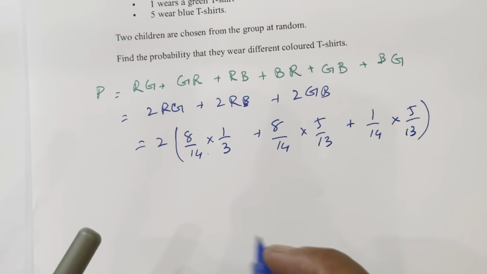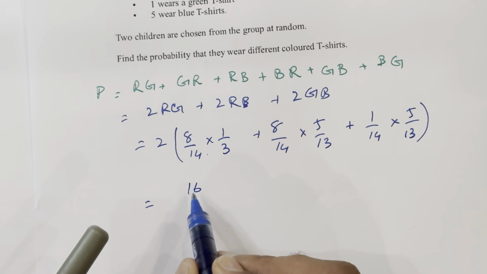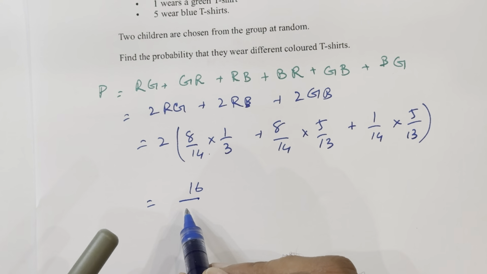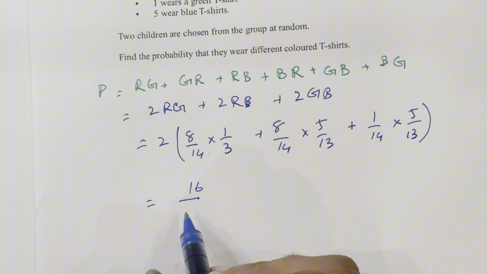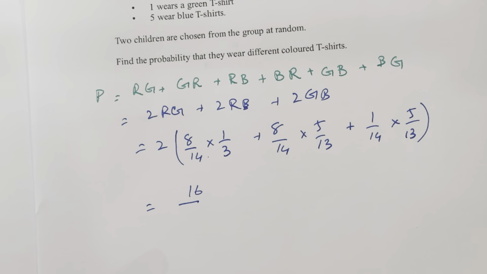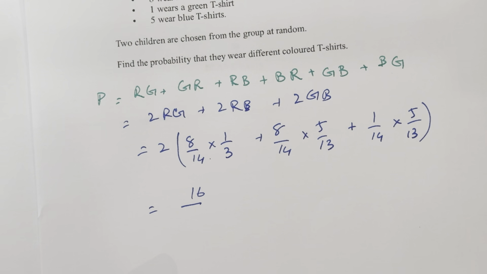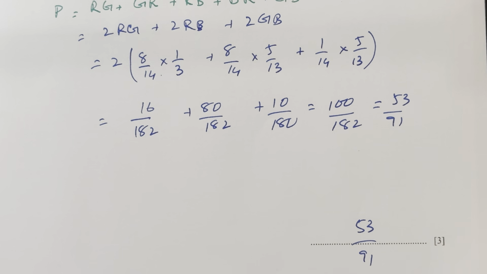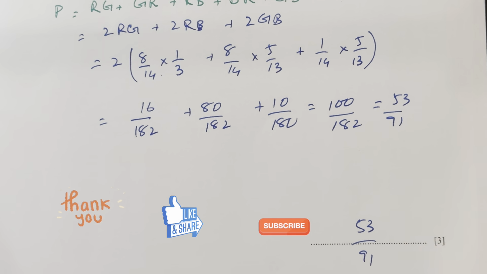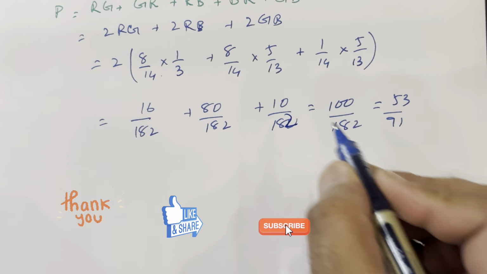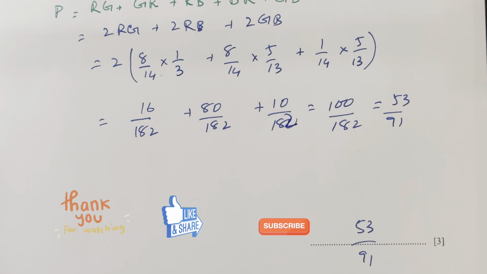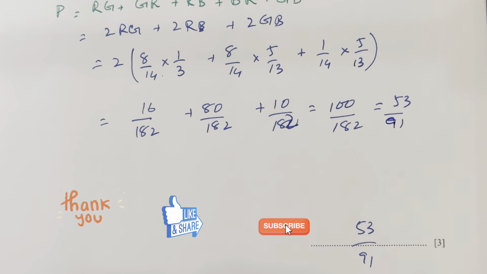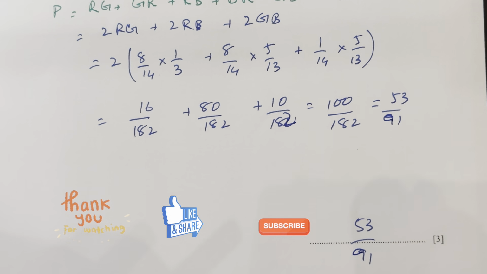So after solving and multiplying it by 2, you get the answer 16 over, after solving it, it would be 16 by 182, and this would be 80 by 182 and 10 by 182. You can add them, 100 by 182, then it would be 53 by 91. This would be our final answer, 53 by 91.